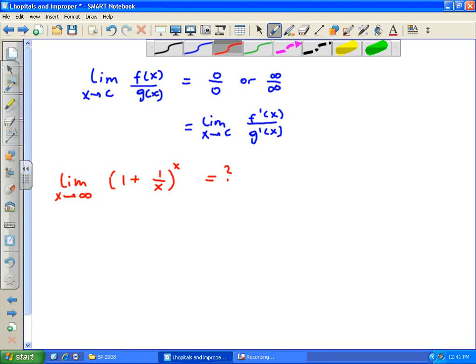Again, this is a really famous limit, and you're going to see this limit again in the last chapter. I believe it's chapter 9. It's a very famous limit. The question is, how do we find this limit as x goes to infinity?